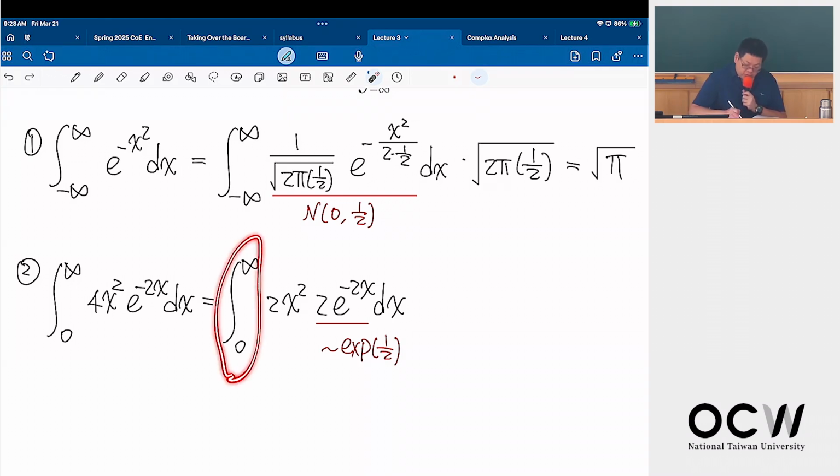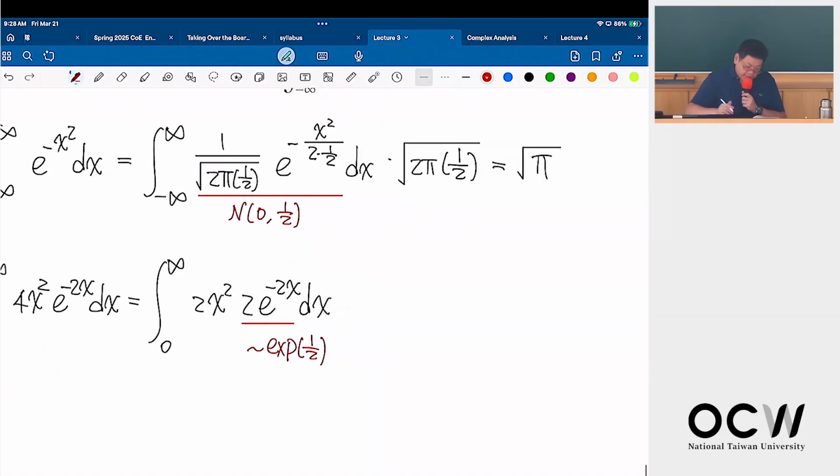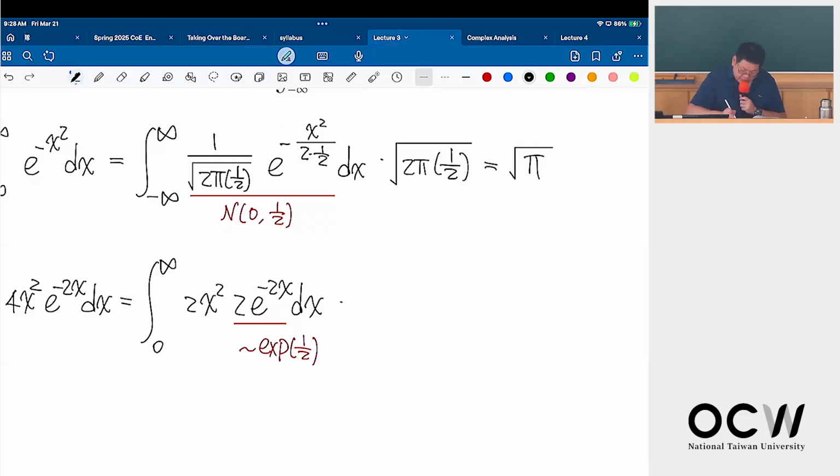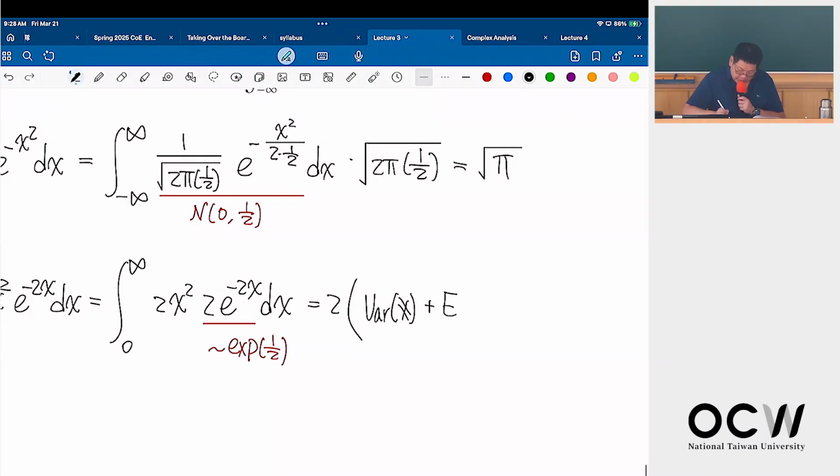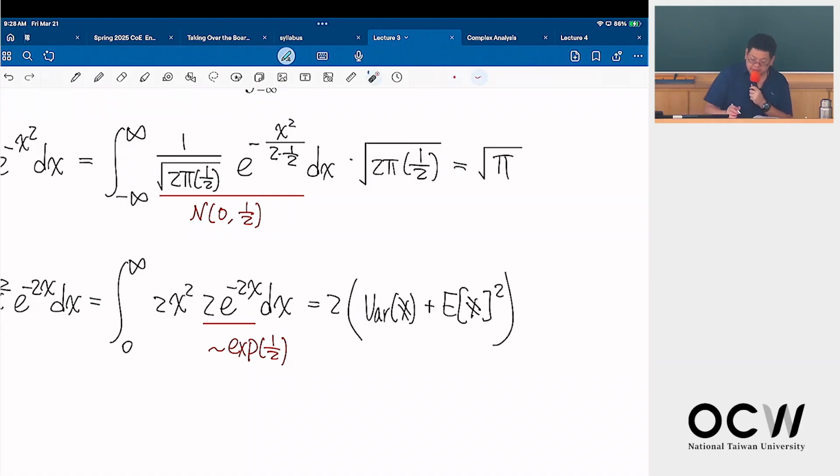Consider all possible outcomes, function of possible outcomes times your weightings. Then you have 2 times the variance plus the mean squared, right? Because this is the second moment.